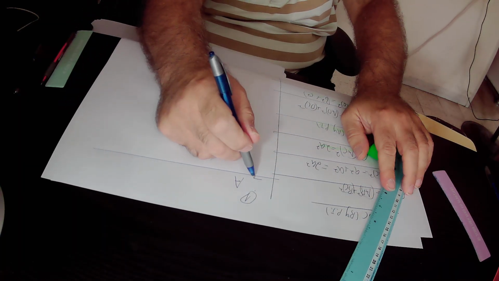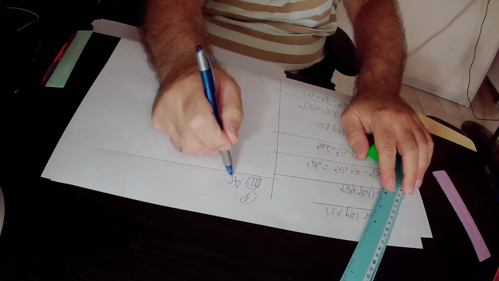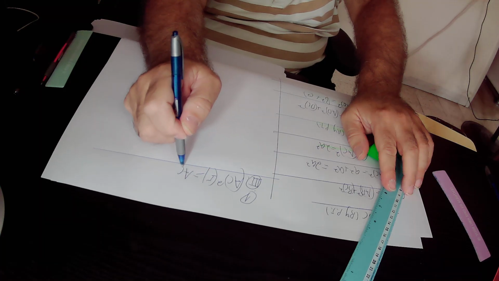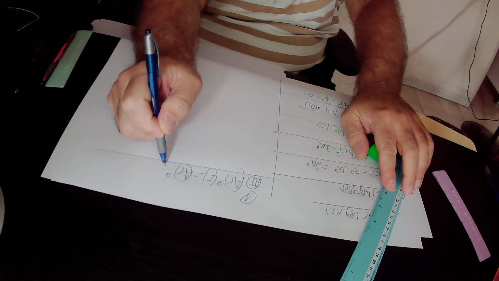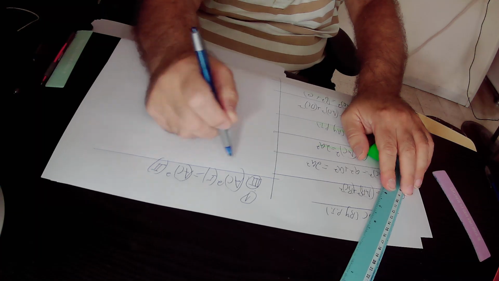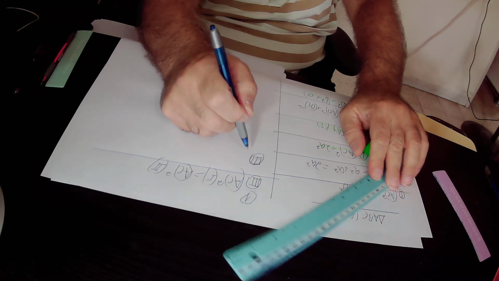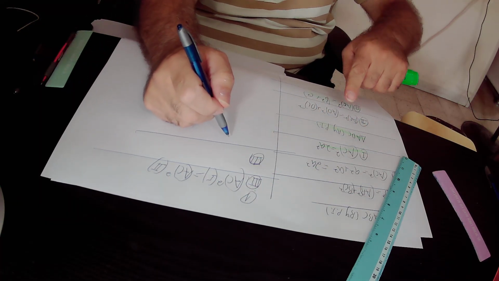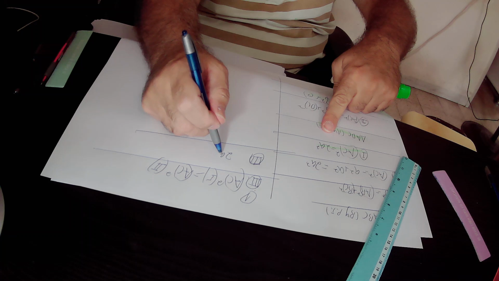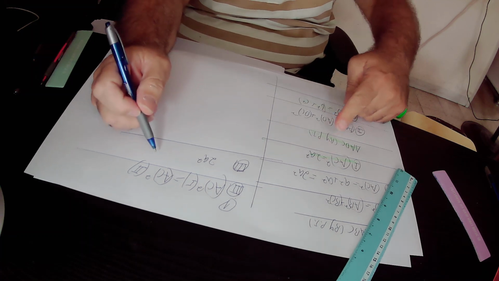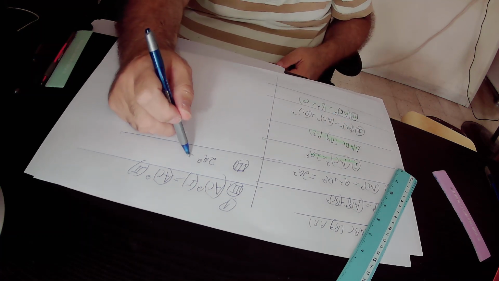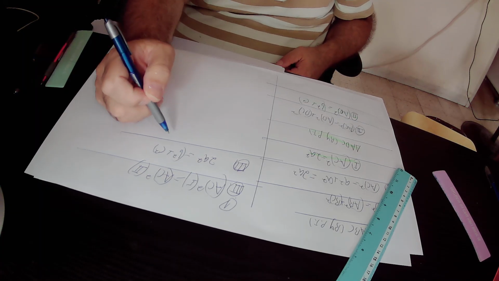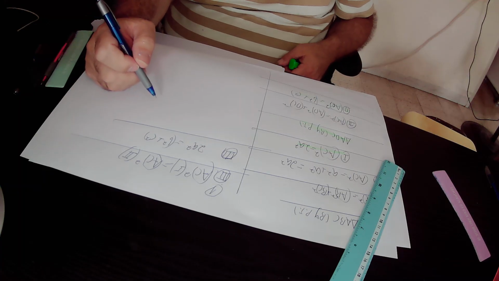AC squared according to equation 1 must be equal to AC squared according to equation 2. AC squared according to equation 1 equals 2A squared, and it must be equal to AC squared according to equation 2, which equals B squared plus C squared. So in total, we find that 2A squared equals B squared plus C squared.